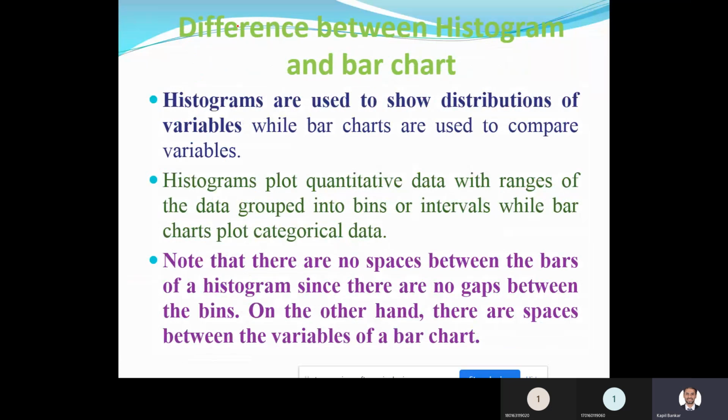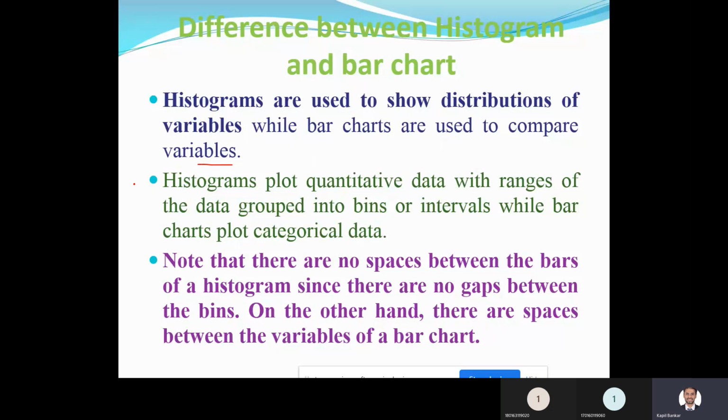Now the difference between histogram and bar chart. Histograms are used to show the distribution of variables, while bar charts are used to compare variables. So a histogram shows the distribution of a variable, meaning whether your data is normally distributed or not, while the bar chart is used to compare variables. It only compares the variables.